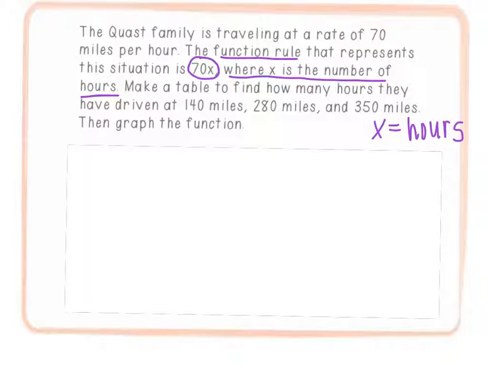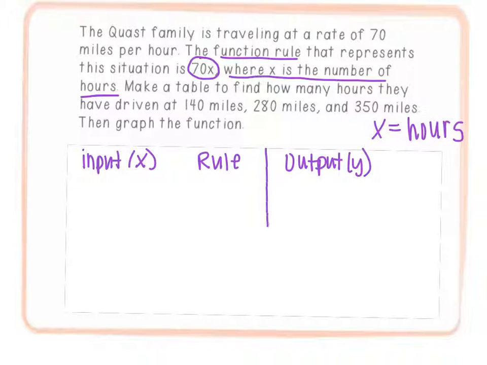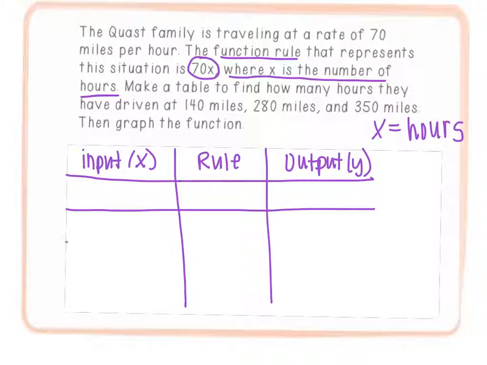So I'm going to make a table, and when they don't have one made for you, you're just going to have to make one by yourself. I know there's 3 columns. There's an input column, and that's always the x. There's the rule column, and then there's the output, and that's also your y value. I'm going to make the 3 columns, and then I'm also going to add 3 rows for us to do the math.